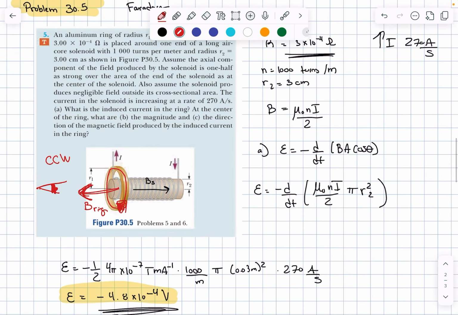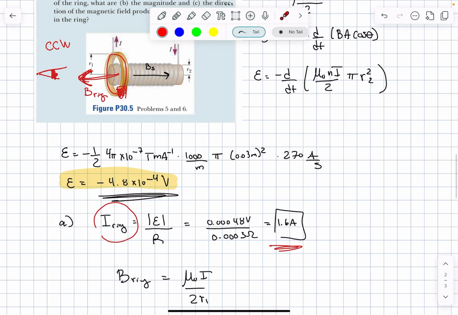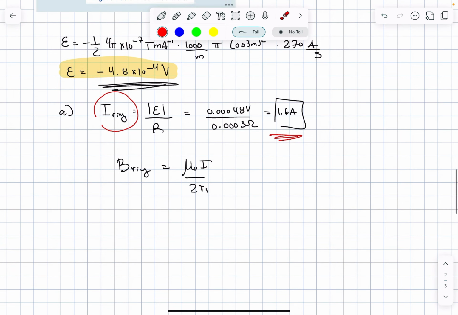So next we look at B, which is saying what is the magnitude and the direction of the magnetic field produced by the induced current in the ring. Well, we already know what it's going to look like. We know that it has to be pointing in this direction, but what's its magnitude? We know here that the magnetic field from a ring is just equal to mu naught times I divided by 2 times R1. Where now we do have to take into consideration the actual dimensions of the ring here.